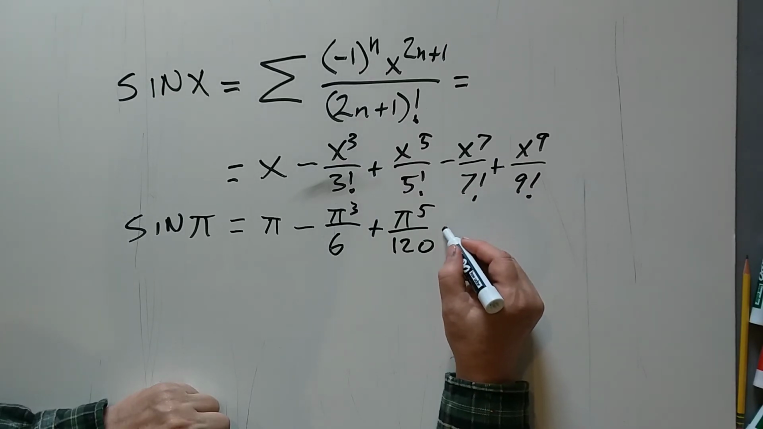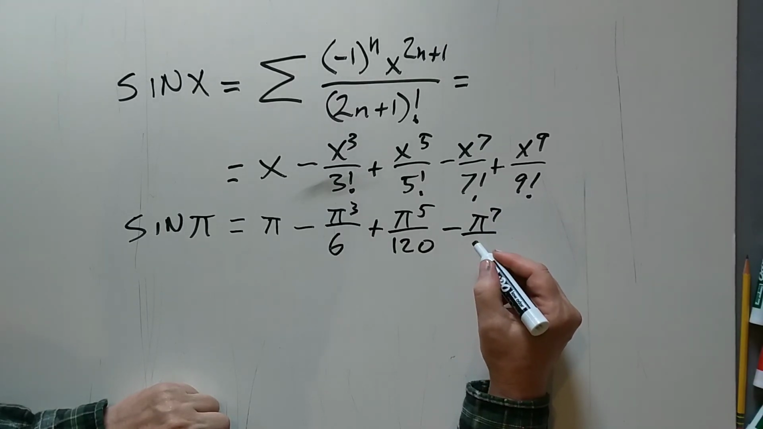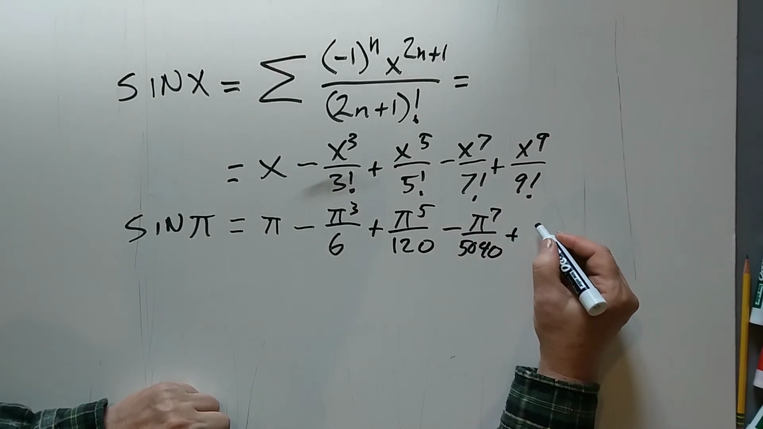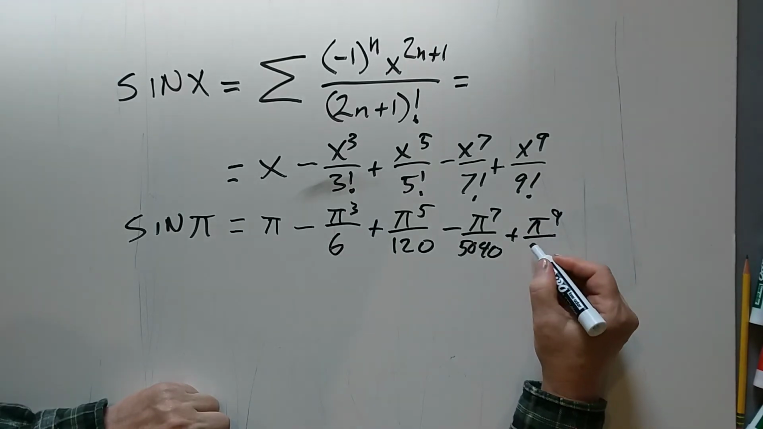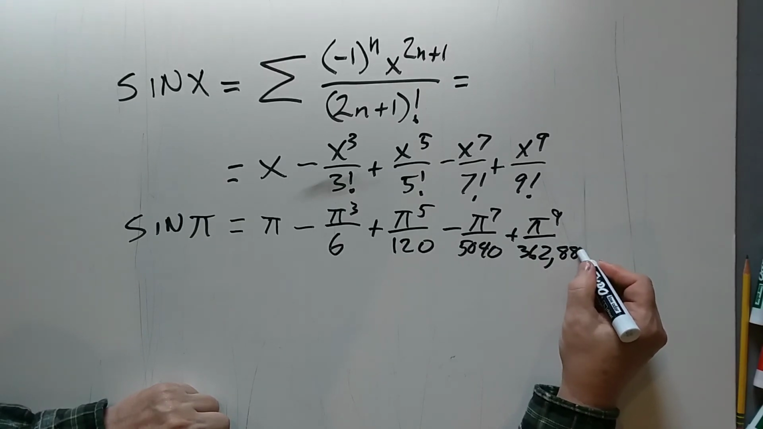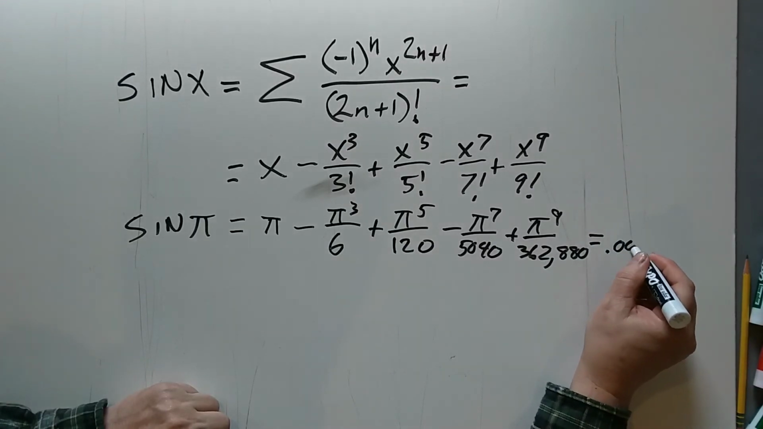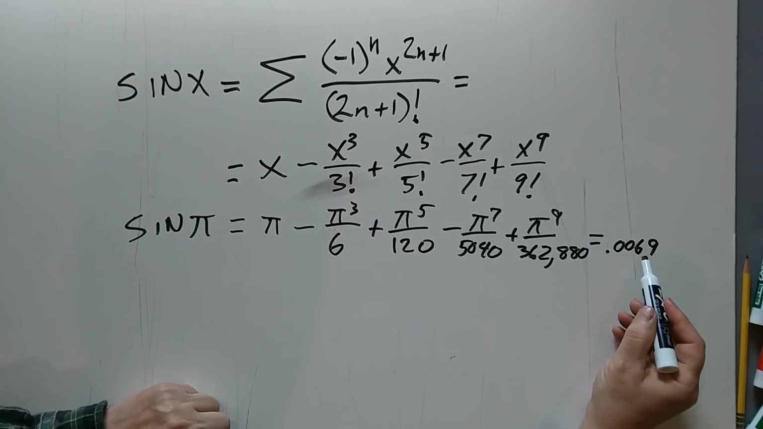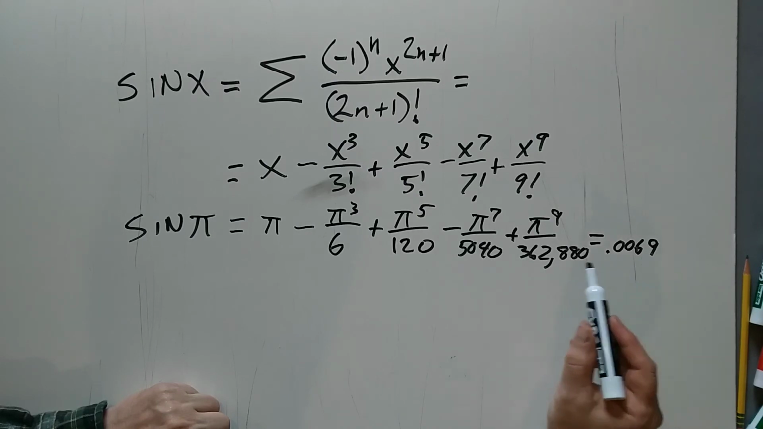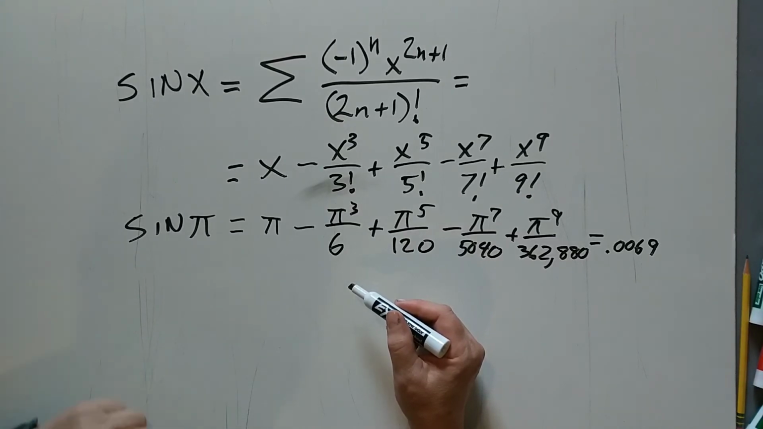Then we have minus pi to the 7th power over 7 factorial, which is 5040, plus pi to the 9th power over 9 factorial, which is 362,880. And when we calculate that, that comes out to 0.0069. You can see that's very small, and as you continue out, it gets smaller and smaller. So the sine and cosine power functions allow you to calculate the sine and cosine just from the angle measure.